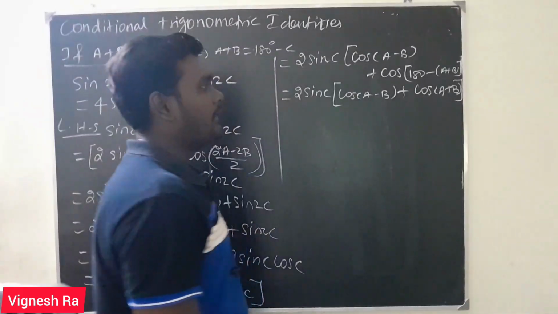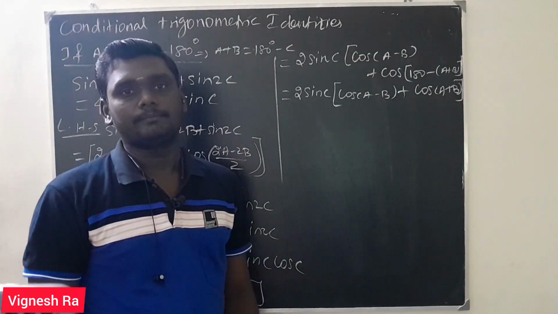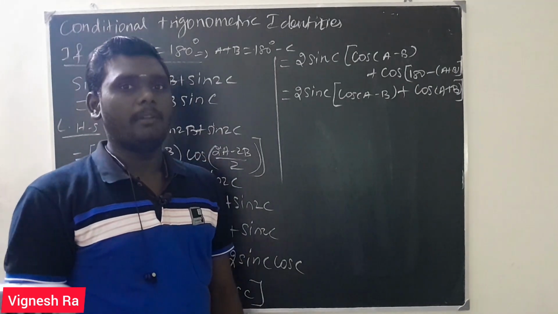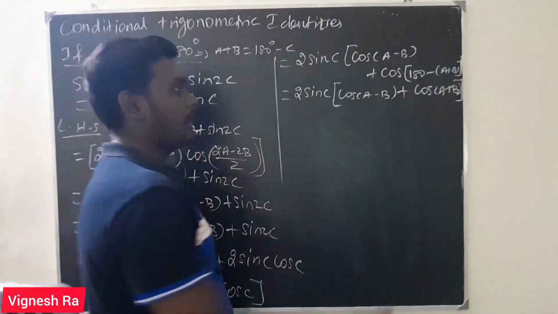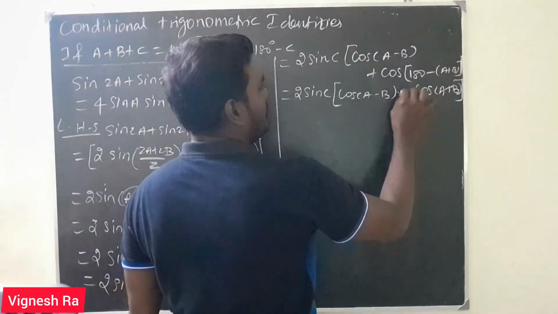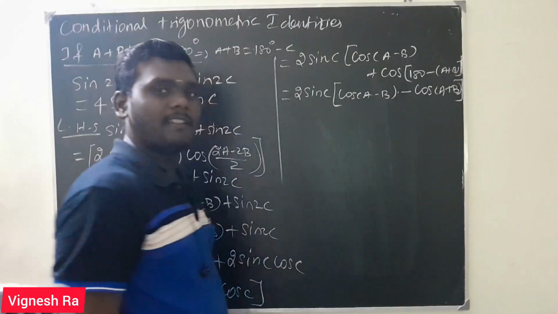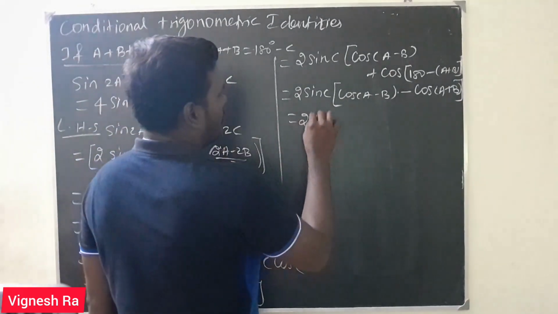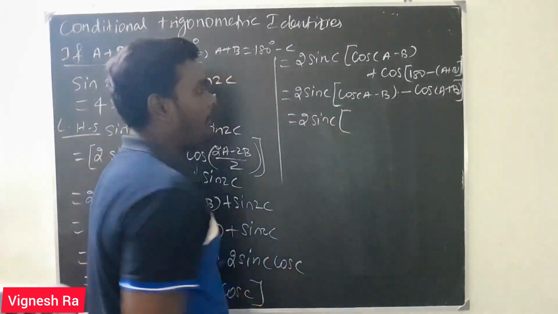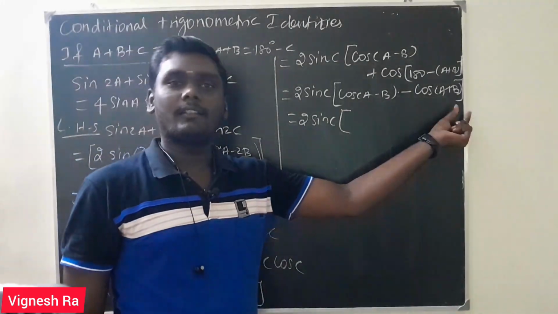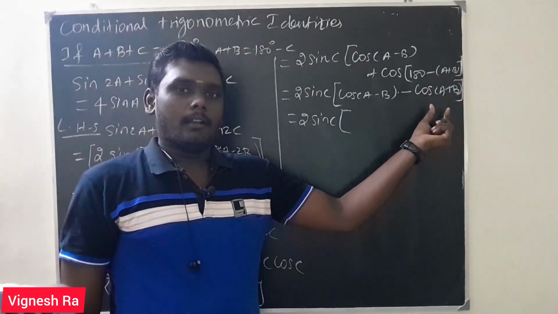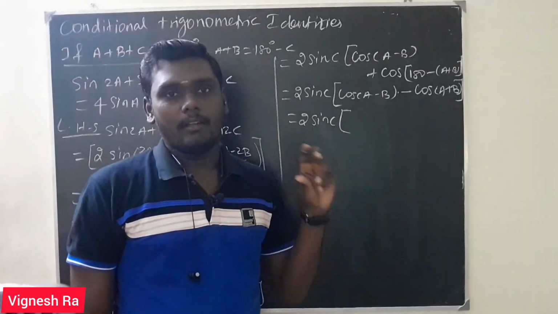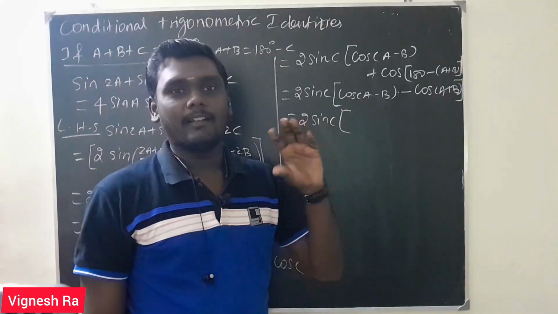Now 180 minus is which quadrant? Second quadrant. So the second quadrant will give you the negative for the cos ratio. In the second quadrant only sine is positive. Okay. Now here 2 sine C. Now think of the formula that cos A minus B minus cos A plus B. I would like to remind you that I told you don't rely on memorizing the formula. Instead, just understand the concept.